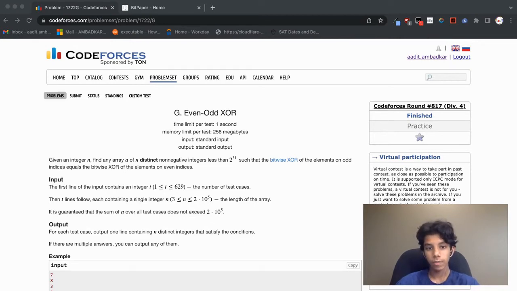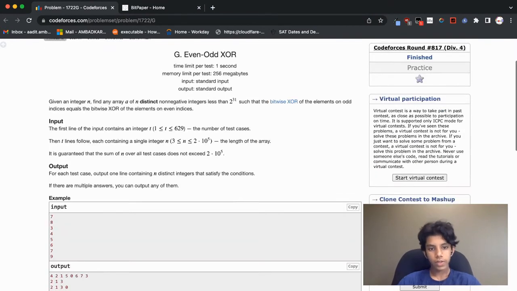In today's video we're going to be taking a look at problem G, Even Odd XOR. This is from one of the recent CodeForces contests, round 817, the Division 4 contest. It's got a really short problem statement, but I think it's a very interesting problem. So let's take a look.